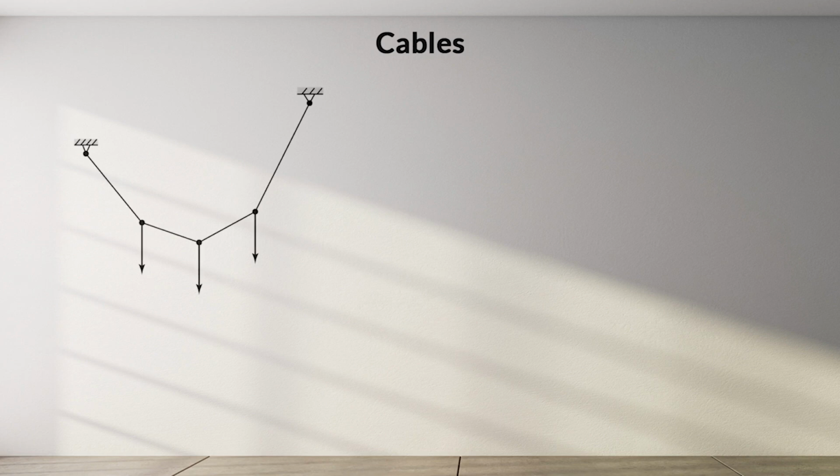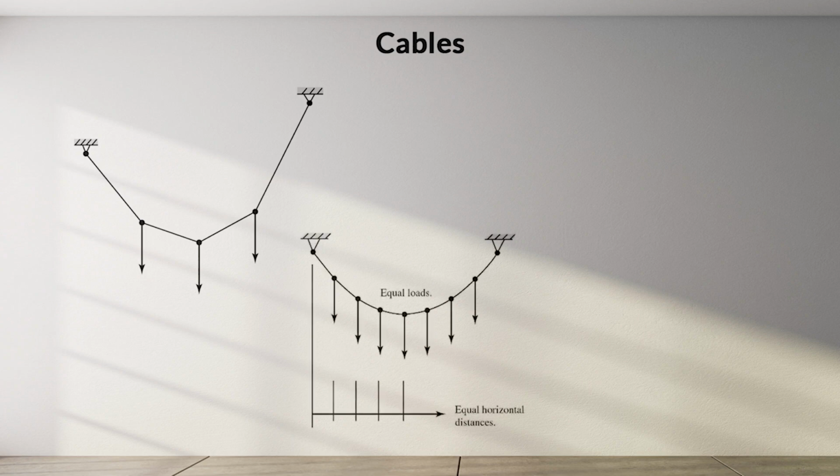The first load type involves single or multiple concentrated loads applied randomly along the cable's length. As shown, such loads pull the cable into a series of straight-line segments, so the cable's shape resembles some portion of a polygon. The second type of load consists of equal concentrated loads applied at equal horizontal distances across the cable span. These loads produce a cable shape whose smooth curve is defined mathematically as a parabola.